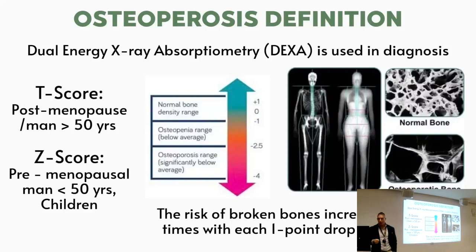Now, for every 1 point drop in your T-score, you've got a 1.5 to 2 increase in the chance of a fracture or a break. So it's serious stuff. And I'm going to go on and talk about that.